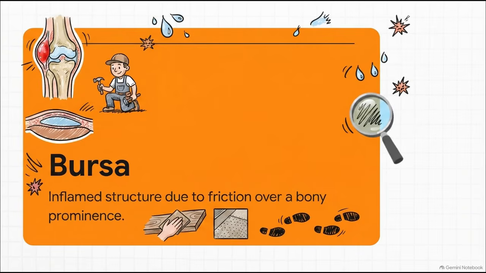And what about friction? Imagine a carpenter kneeling on hardwood floors day after day. That constant, repeated friction over a bony prominence causes a structure called the bursa to become highly inflamed, resulting in really painful swelling. A bursa is essentially a fluid-filled sac that's supposed to be a friction-reducing cushion to help tendons glide smoothly. But with enough mechanical stress, it turns into a very painful warning system.